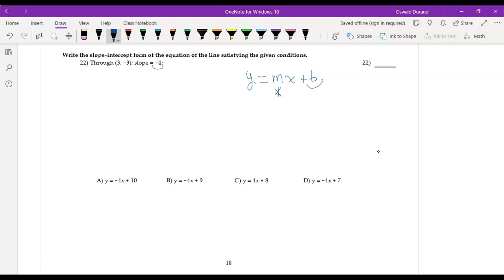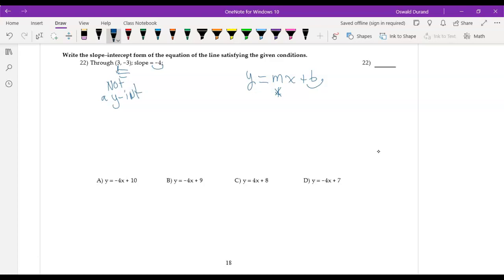So we are halfway done. But what is b? Is b given to us here? No. So don't you dare put the -3 where b is. Why? Because this point right here is not a y-intercept. How do I recognize it's not a y-intercept? Because here it is not a 0 at 3.